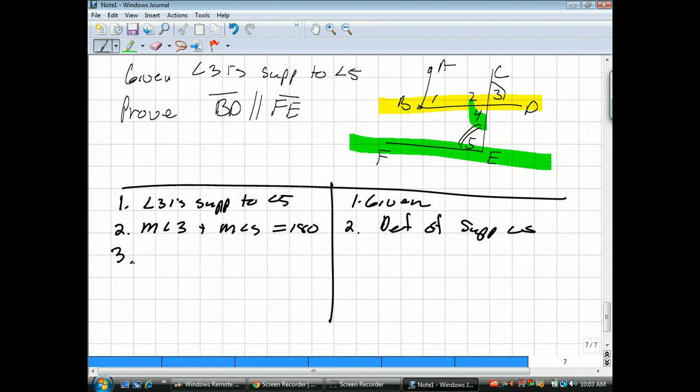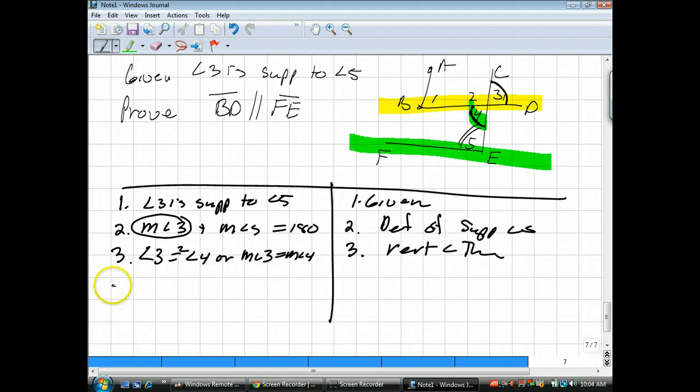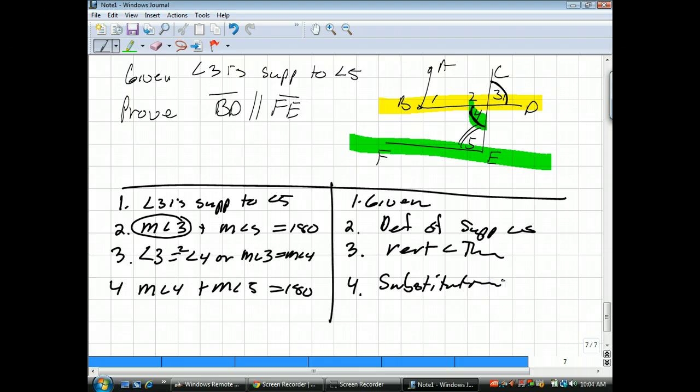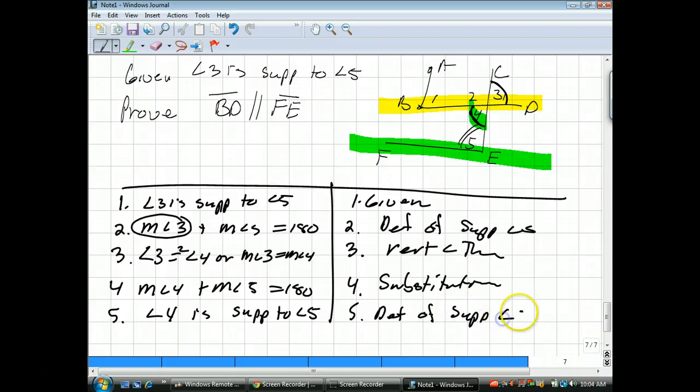Then we need to get angle 4 in here somehow. And notice angle 3 and angle 4 are vertical angles. So we can say angle 3 is congruent to angle 4, or measure of angle 3 equals measure of angle 4. And that's by the vertical angle theorem, or vertical angles are congruent. Now I can substitute in place of this, I can put angle 4. So measure of angle 4 plus measure of angle 5 equals 180. That was by substitution. So therefore, by definition, angle 4 is supplementary to angle 5. And that is by definition of supplementary angles.